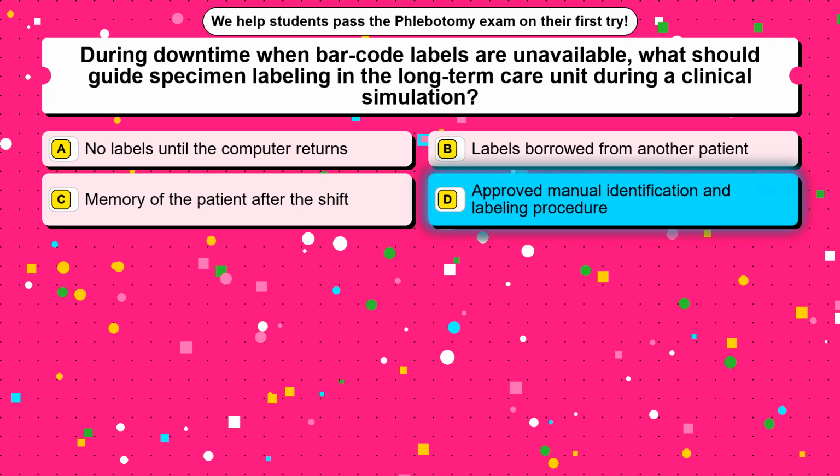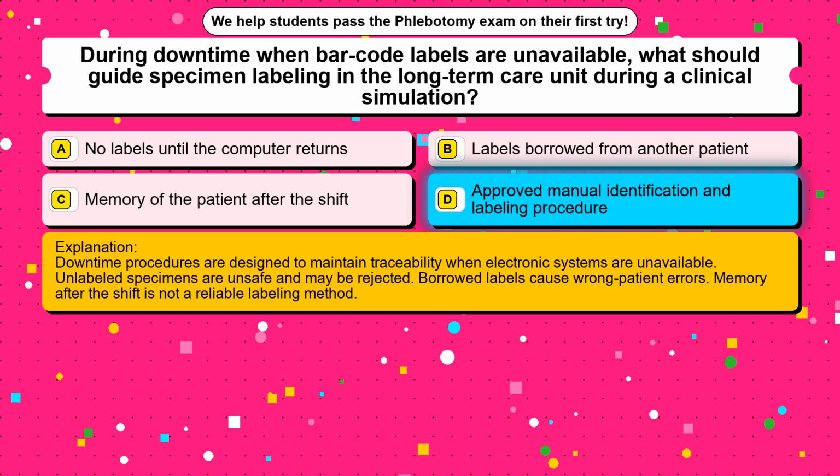The correct answer is option D. Approved manual identification and labeling procedure. Downtime procedures are designed to maintain traceability when electronic systems are unavailable. Unlabeled specimens are unsafe and may be rejected. Borrowed labels cause wrong patient errors. Memory after the shift is not a reliable labeling method.